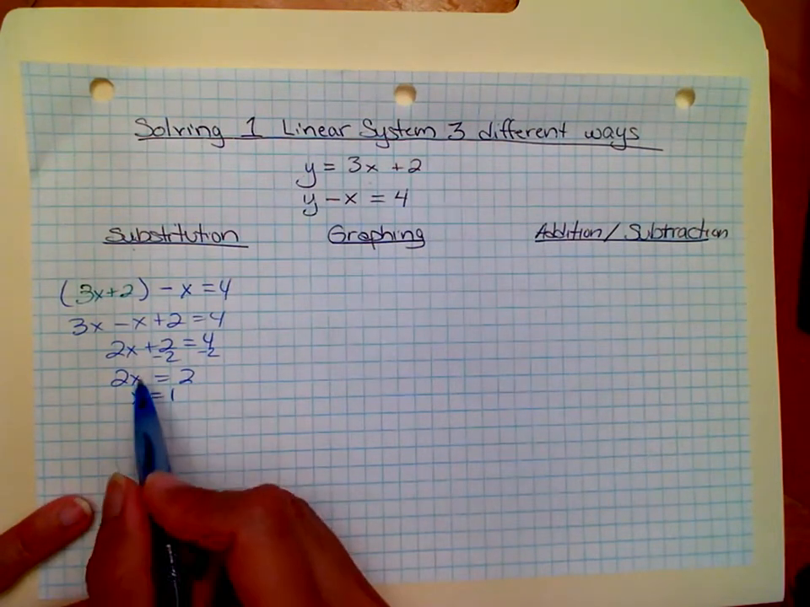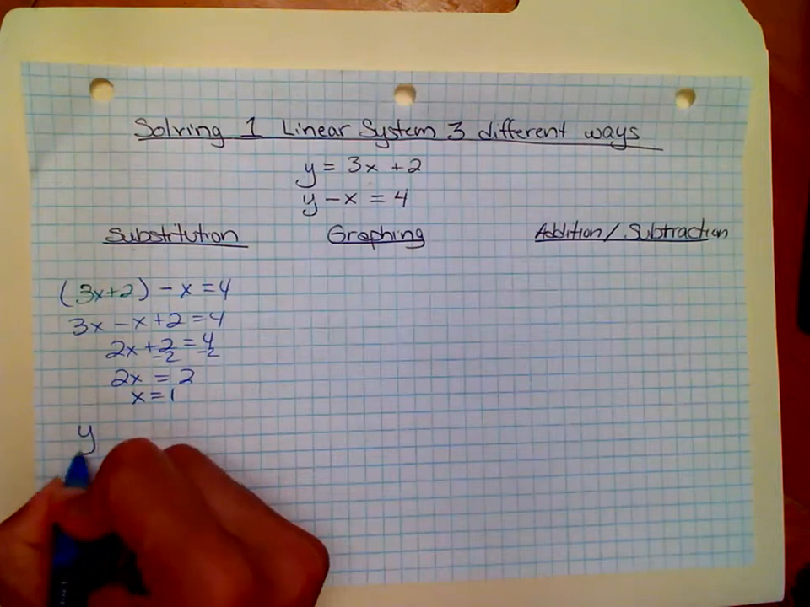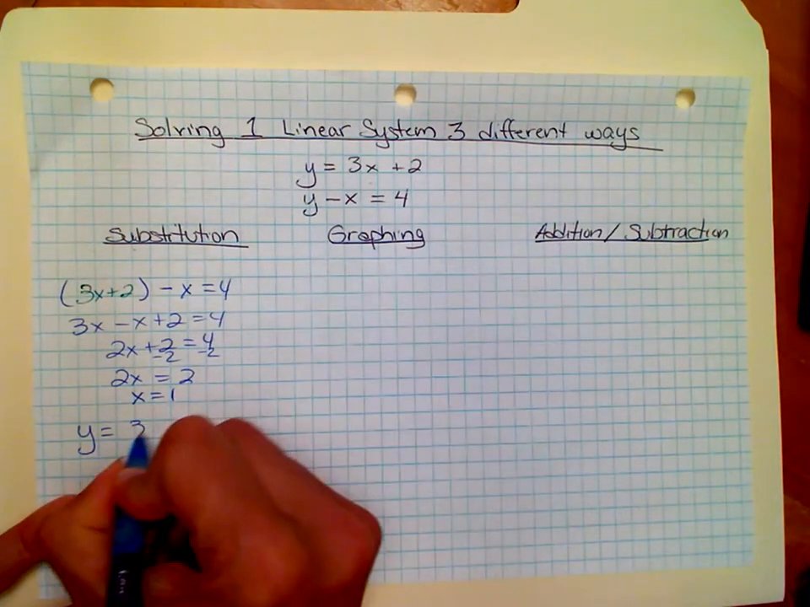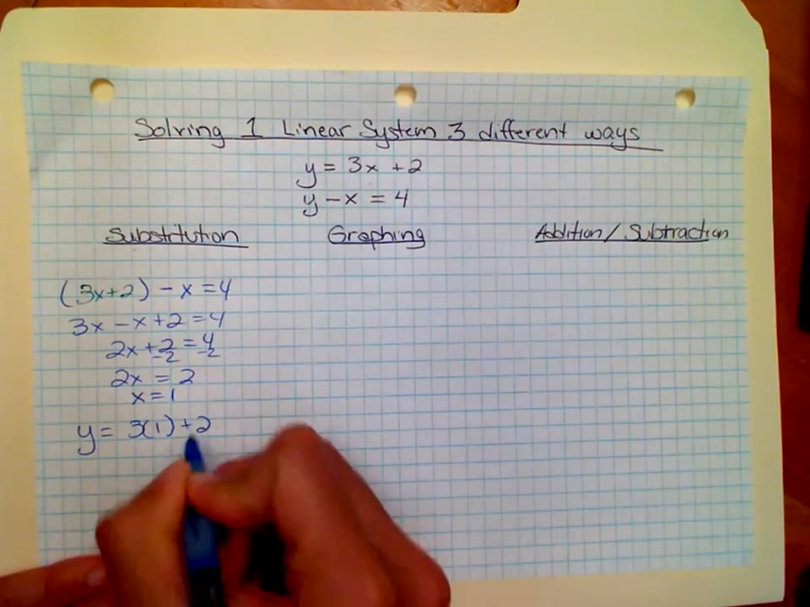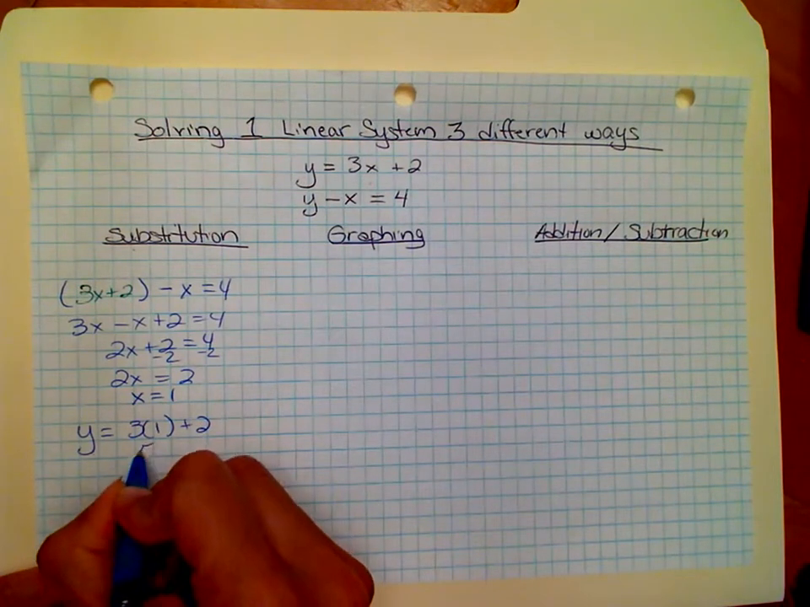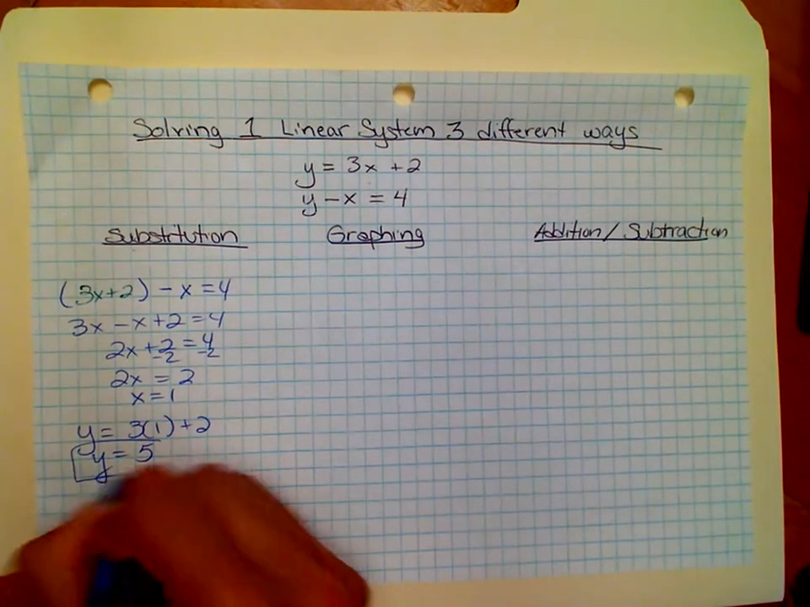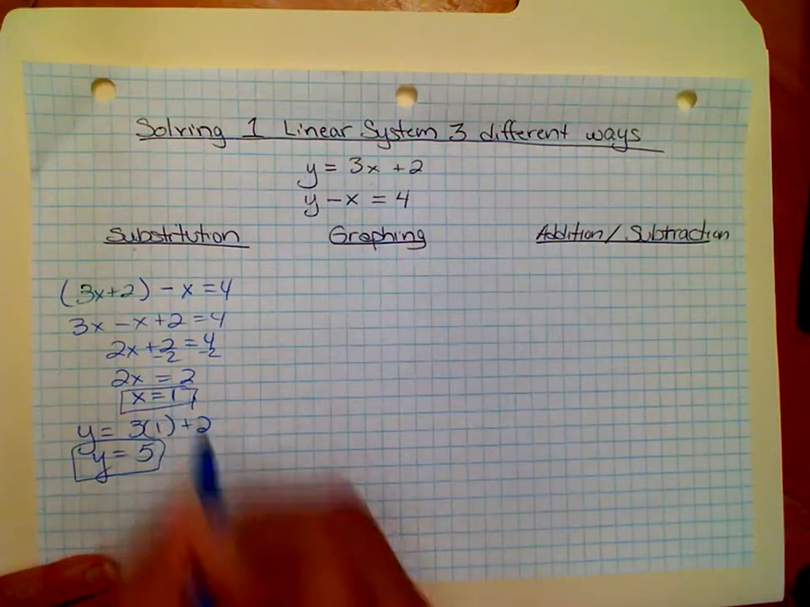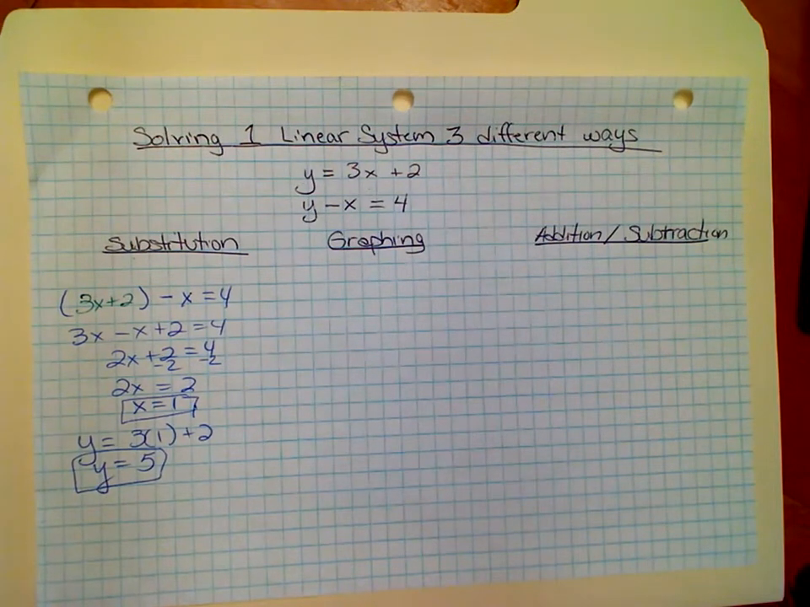Then I substitute back. I go to the original equation and I put 1 back in, so I get 3 times 1 plus 2. That's 3 plus 2, which is 5. So now I know that x equals 1 and y equals 5.